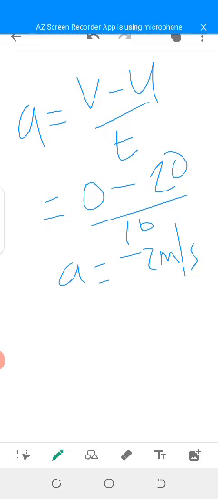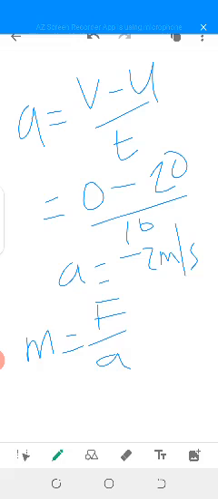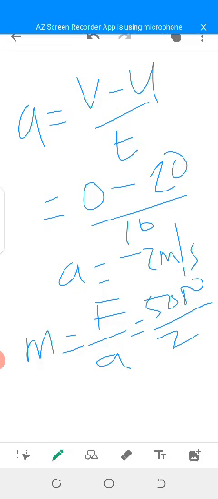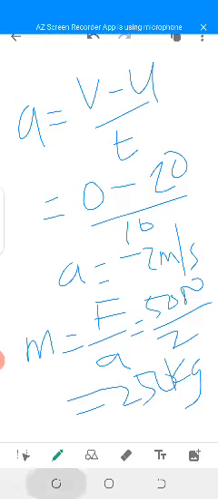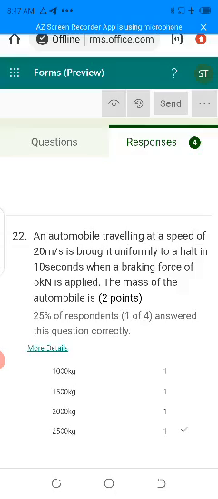So the question says we should now find the mass. Mass is force over acceleration from F equals ma. So this is 5,000 over the acceleration, which is 2. I'm taking 2 because that's the magnitude. The negative means the direction, which actually means that it's decelerating. So the mass thereafter becomes 250 kilograms, which makes option D correct.